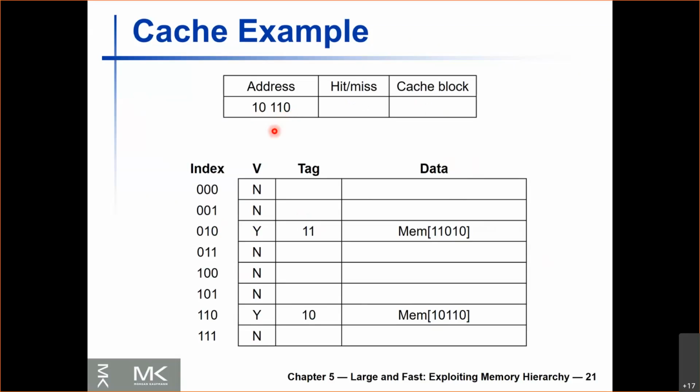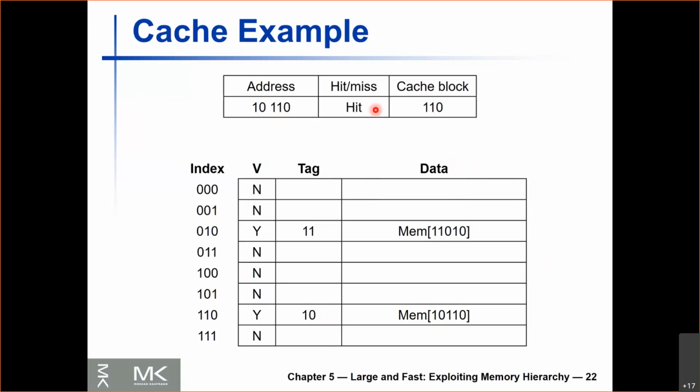What's the index here? 110. So I come here to 110. Do I have a hit or a miss? First of all, the cache line is valid, so that's important. But the other important thing to check is whether I have the same tag, because this tag might be 11, or it could be 01. So I need to make sure that I have the same tag. And in this case, I do. I have a 10 here and a 10 here. Based on that, I conclude that we have a hit.